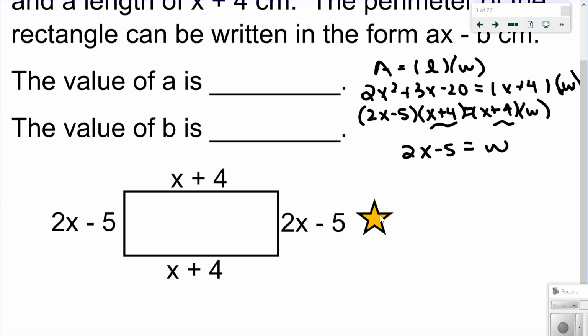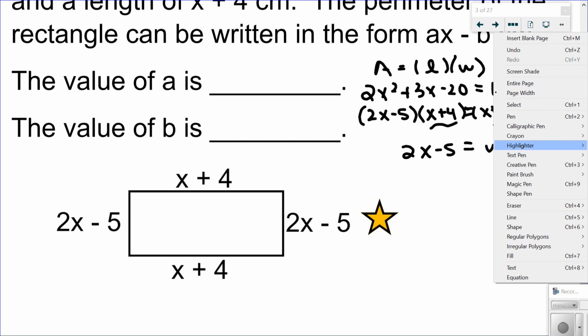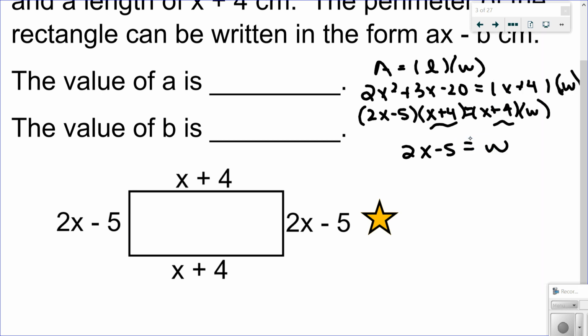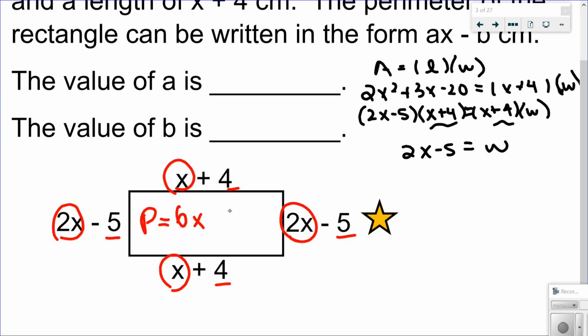Let's look at this rectangle here. The perimeter is going to be the distance around. I have my widths labeled as 2x minus 5, my lengths labeled as x plus 4. So my perimeter is going to be the distance all the way around. Let's look at my x: 2x and x and 2x and x. Altogether, that perimeter is 6x. And then let's look at our numbers. Negative 5 and positive 4 plus negative 5 plus positive 4 altogether is negative 2. So the perimeter is 6x minus 2 centimeters all the way around.